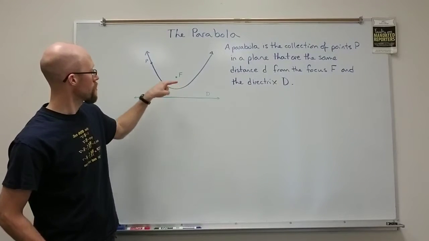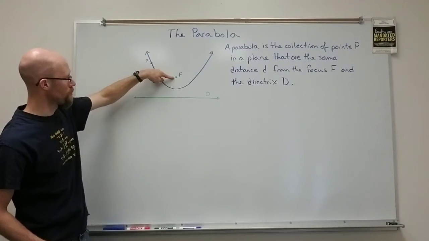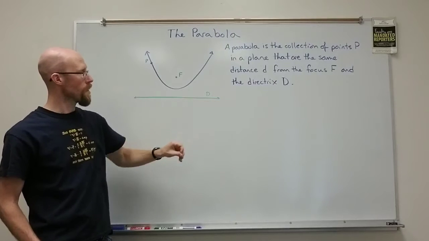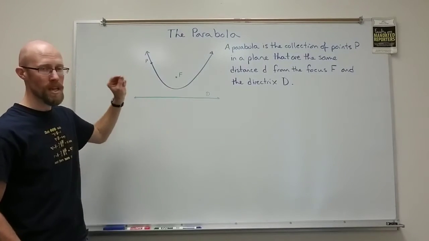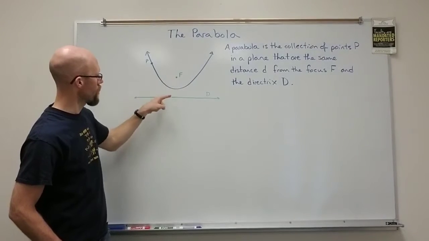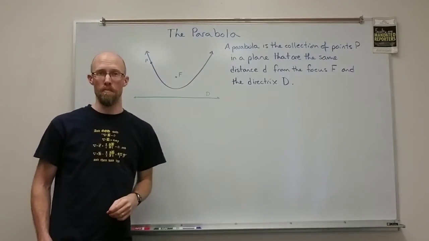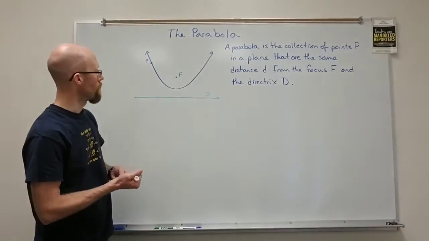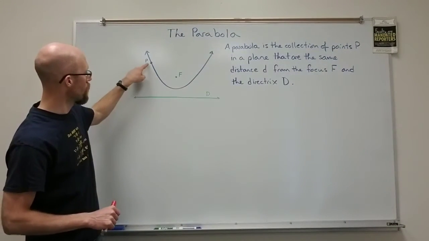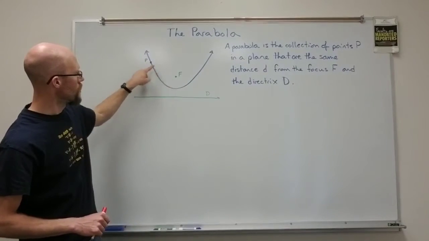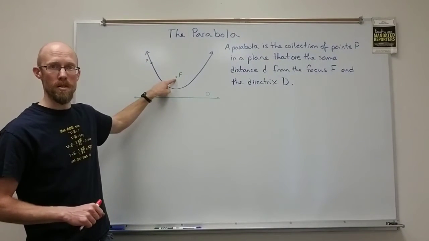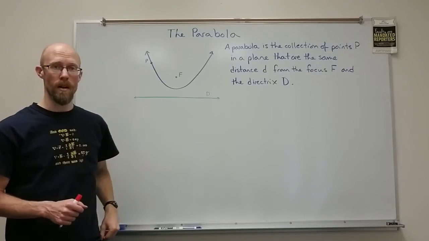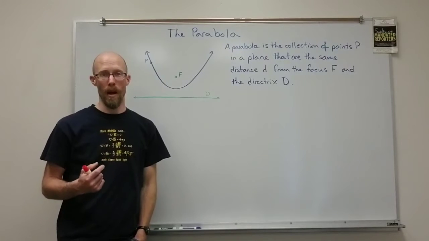So the focus, I have an example drawn up here. Focus is the point, the directrix is a line, and all the points that are an equal distance to both the focus and the directrix are going to be on this parabola. So if you think about that, what does that mean? Here I have an example point. The distance between this point and the focus is going to be the exact same as the distance between this point and the directrix. That's what it means to be on a parabola.